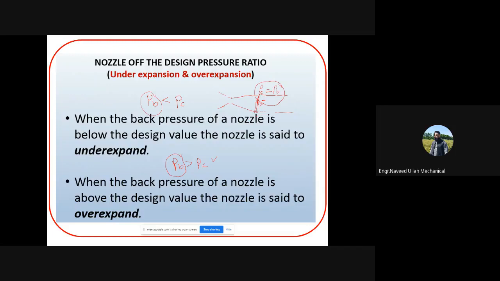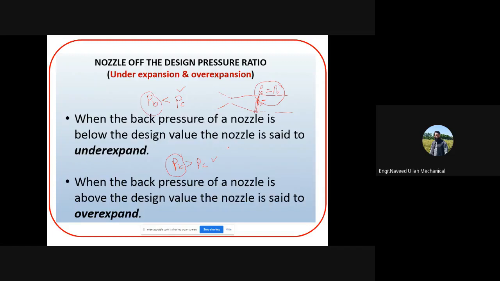Under expanded or over expanded case is different. When the back pressure is less than the critical pressure, that is the design pressure value, we have an under expanded case. And if the back pressure is greater than the critical pressure value, we have an over expanded case.